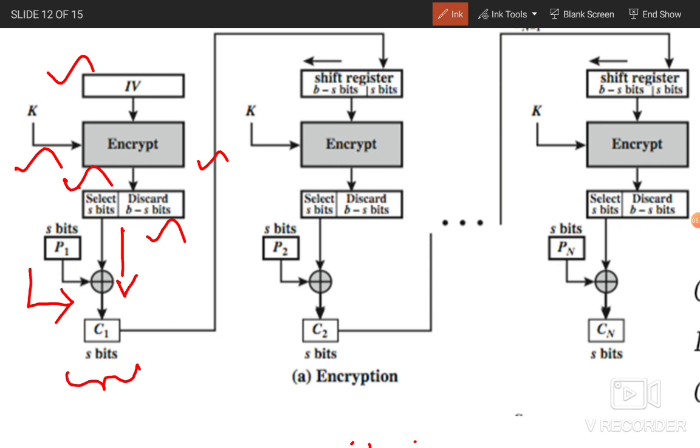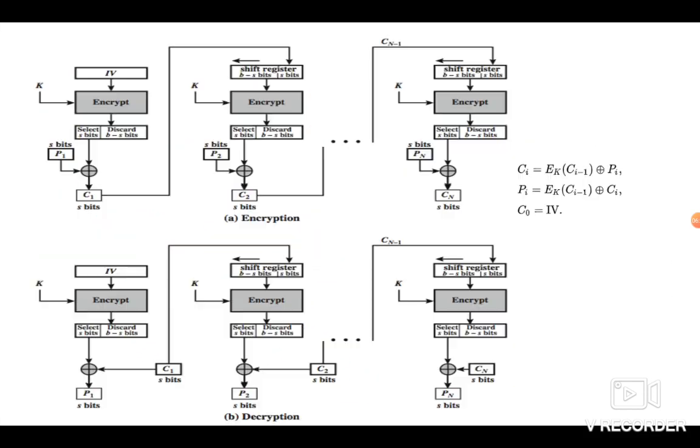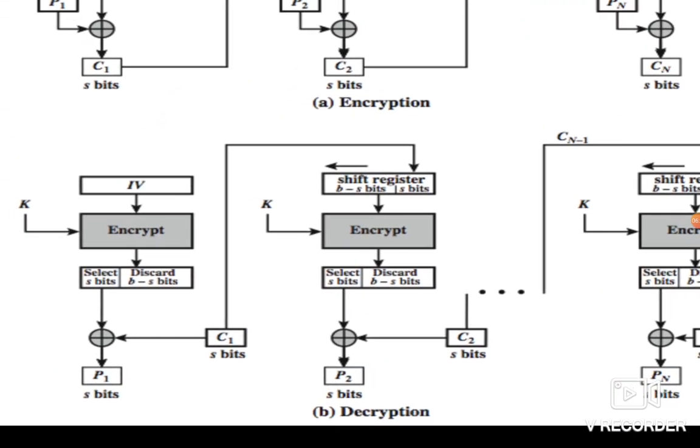Okay. In the second iteration, that ciphertext block is loaded into the shift register. They are shifted. The shifted bits are encrypted using the key. Again, from the output you have to select the S bits. B minus S bits can be discarded. The selected S bits are XORed with the current plain text segment, and the ciphertext segment C2 is produced. So this is repeated for every segment. And for decryption also the same thing.